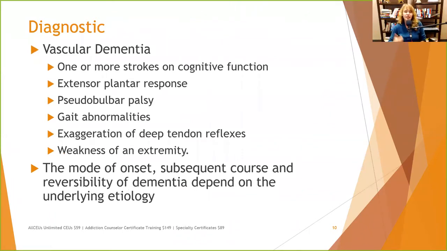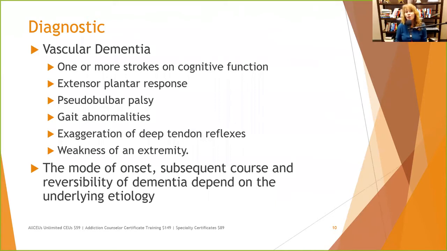Vascular dementia comes on because of one or more strokes, which can impair cognitive function. You may have people have an extensor plantar response, pseudobulbar palsy, gait abnormalities, exaggeration of deep tendon reflexes, and weakness of an extremity. Why am I going through all these? Because we're not going to test these. This is not our ball game.